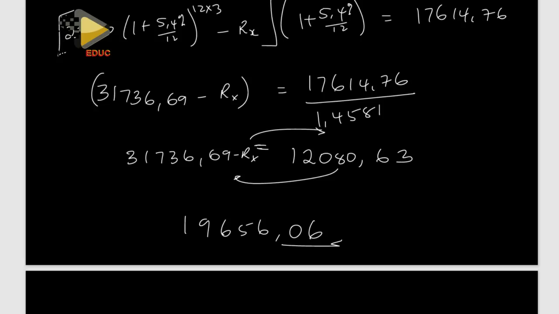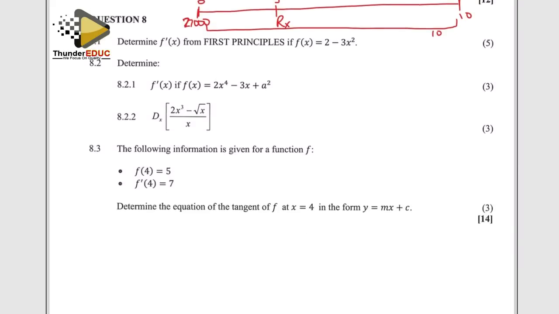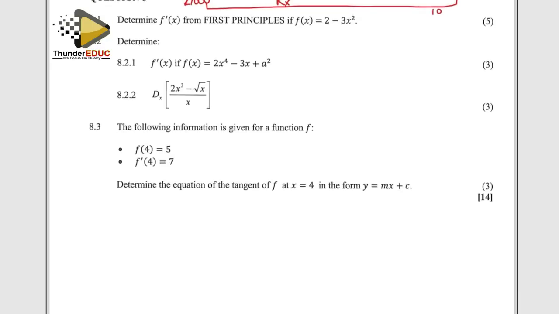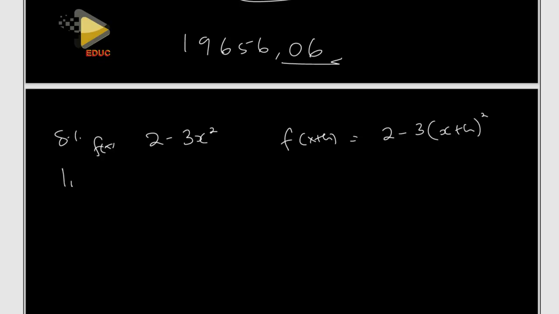Then question number 8. Determine the first derivative from first principles: 2 minus 3x squared. Okay, this is 8.1. 2 minus 3x squared, so that is our f of x. We need to determine our f of x plus h, which is going to be 2 minus 3 into x plus h squared. Go down and take the limit as h tends to 0.